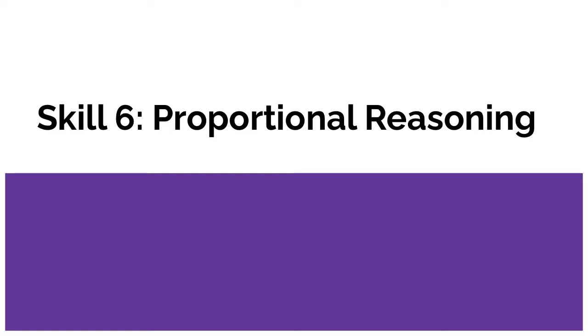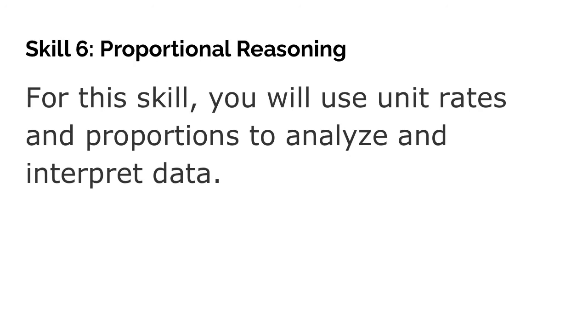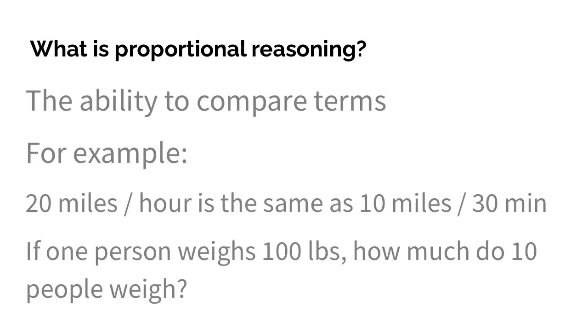In this video, we're going to address Skill 6, Proportional Reasoning. Proportional reasoning is an important skill. In this skill, you'll use unit rates and proportions to analyze and interpret data. So first, we're going to explore a little bit more what proportional reasoning is. Proportional reasoning is super important because it gives us the ability to compare terms.